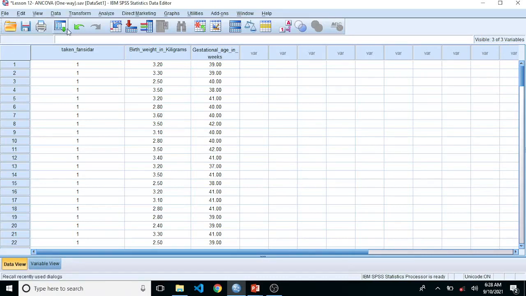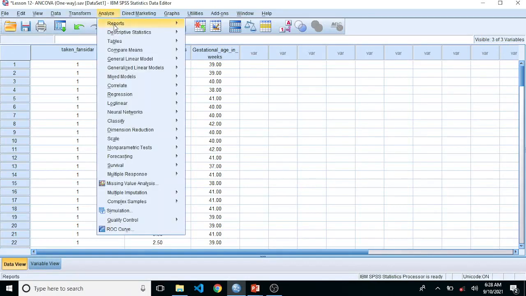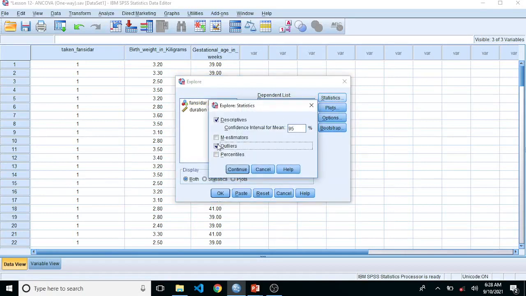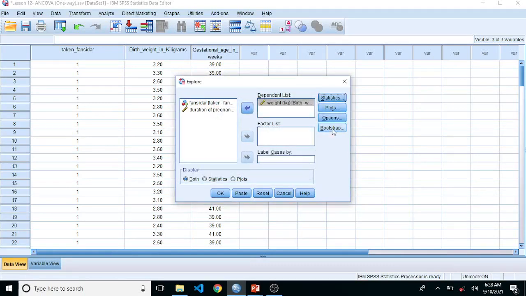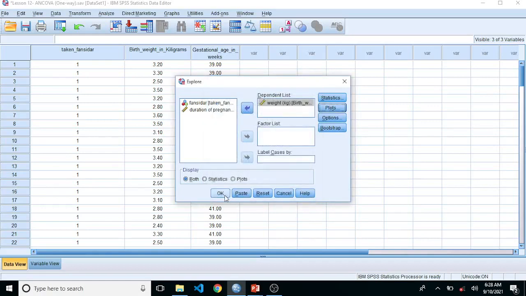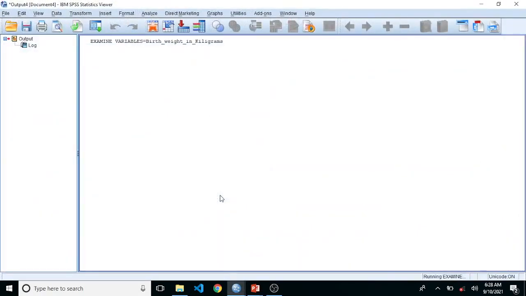To do that, we come over to Analyze, Descriptive Statistics, Explore. Then we send our dependent variable to the dependent list, go to Statistics, check Outliers, click on Continue, come to Plots, and we do not want stem-and-leaf, but we want a histogram and normality plots with tests. Continue, then we click on OK.